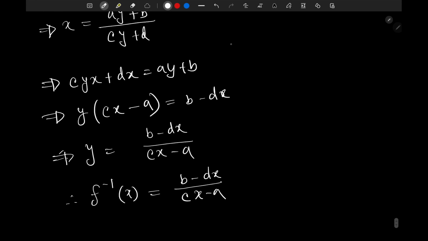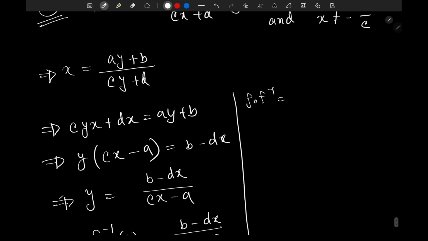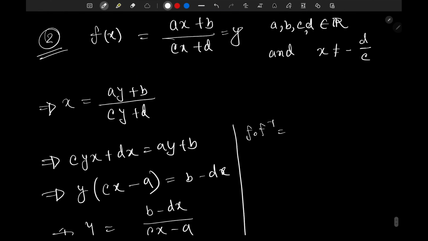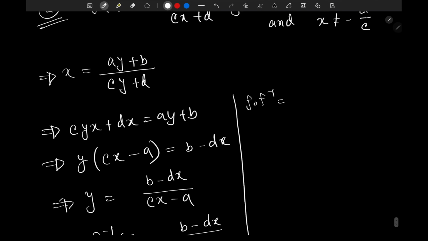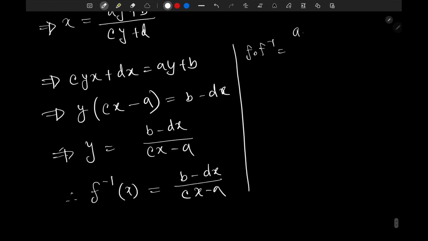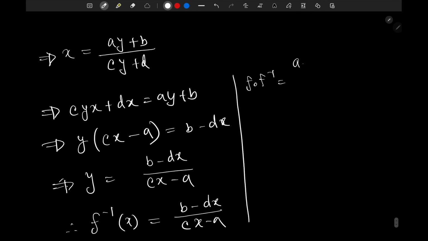All right, now let's check f of f inverse. So f was what? f was (ax plus b) divided by (cx plus d). So this is a times (b minus dx) divided by (cx minus a), plus b.